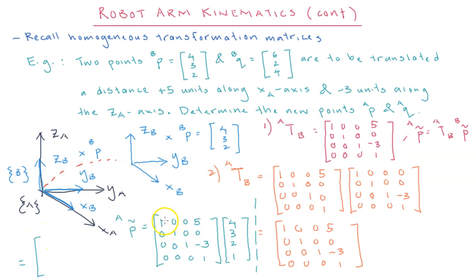So the first element will be 4 plus 5, which is 9. The second element is 3. The third element is 2 minus 3, which is minus 1. And then this is 1. So this is not the final answer. The final answer is PA, which is the first 3 elements of this. So 9, 3, minus 1. There we go. So that is our answer, PA. Using a similar approach, you can solve for QA as well.